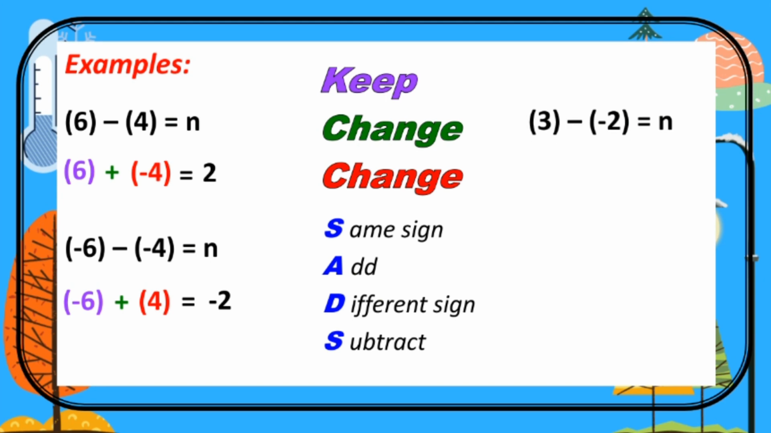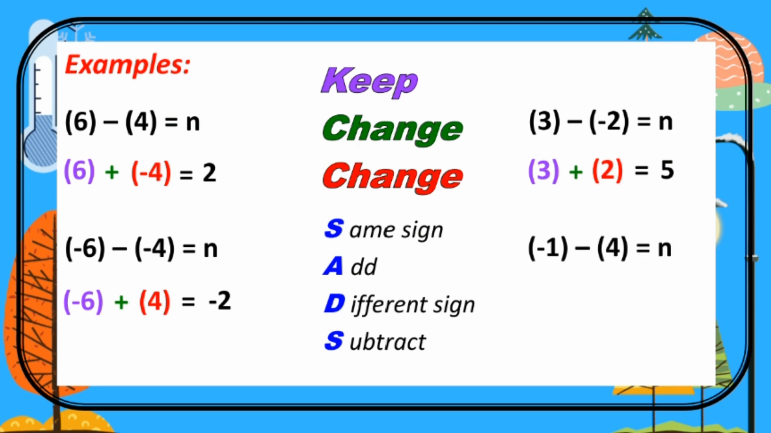Next, positive 3 minus negative 2 equals n. Keep. Copy positive 3. Change. Change minus sign to plus sign. Kaya magiging plus. Change. Change negative 2 to positive 2. Now, compare. Same sign. Ang gagawin natin, add. 3 plus 2 equals 5. Positive 5 dahil parehong positive.